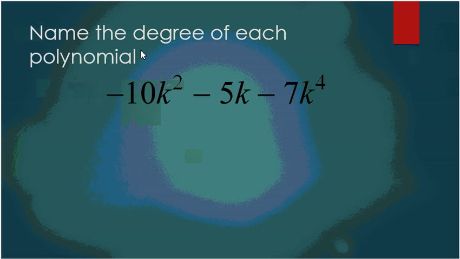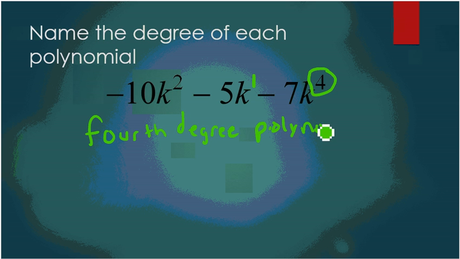All right, in this example, we need to name the degree. So we look at our degrees. 1, this is 2. I can actually put an exponent of 1 right there, and then 4. So 2, 1, and 4, between all of those 3, 4 is the highest. So we'll call this a 4th degree polynomial. And that's it.